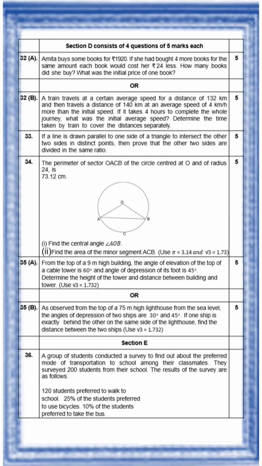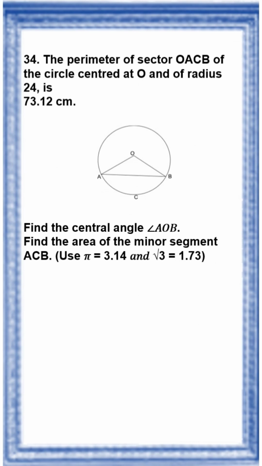Now let us solve question number 34. The question is: the perimeter of the sector OACB of the circle centered at O and radius 24 is 73.12 centimeter. Find the central angle AOB and find the area of the minor segment ACB. Use pi is equal to 3.14 and root 3 is equal to 1.73.